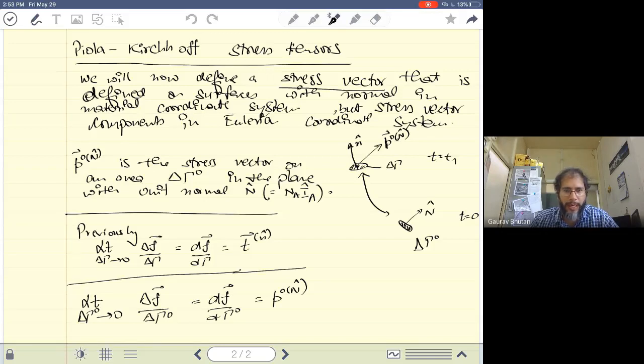So the only change that happens is that instead of delta gamma, we have delta gamma naught. The only difference is representation. Physically it's the same force vector, except that it is defined differently. But the three components, if you put the numbers in, will still look the same.